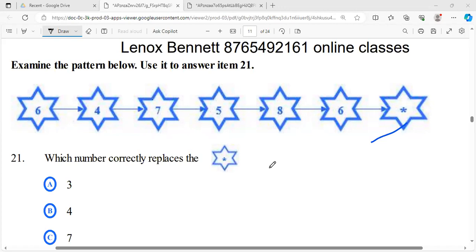Mental ability, past paper solution. Let's go guys.